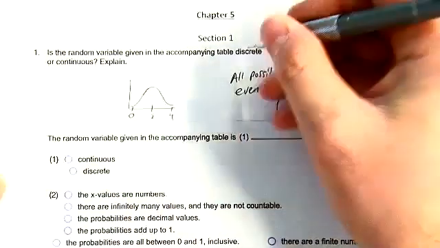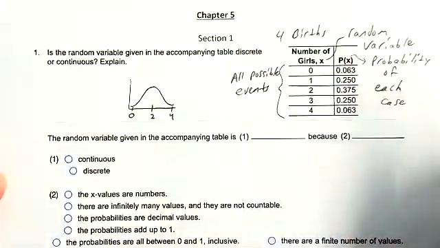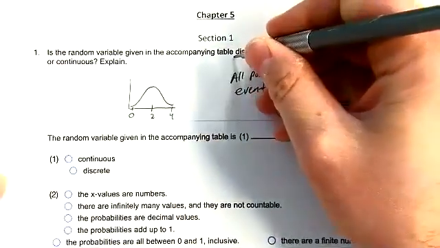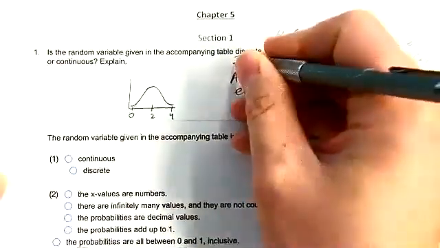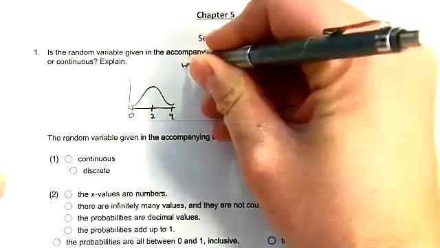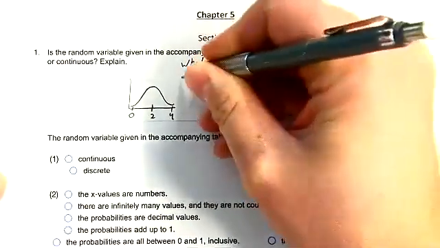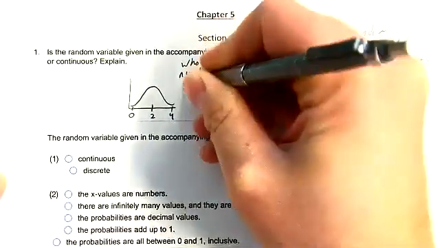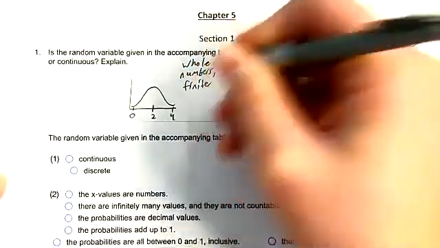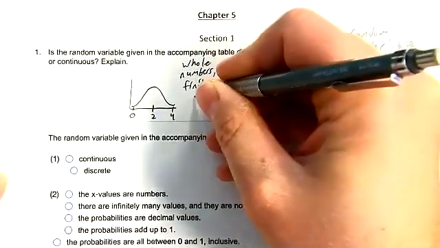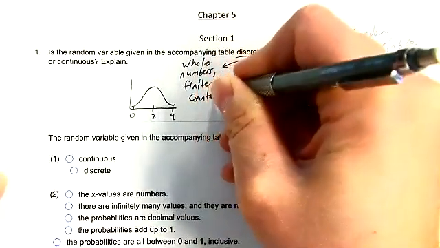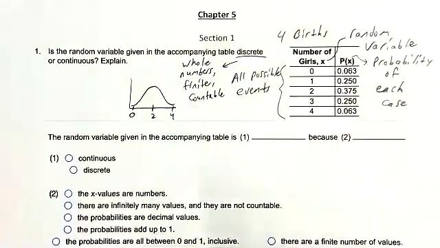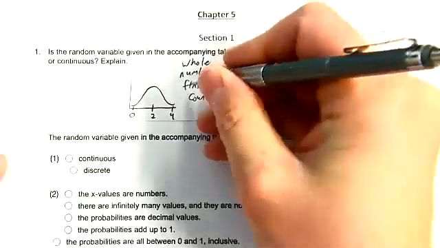So we did talk about these words before in an earlier chapter. So if you recall, discrete was typically whole numbers, and it's finite and countable. So finite means that there's an ending to it.